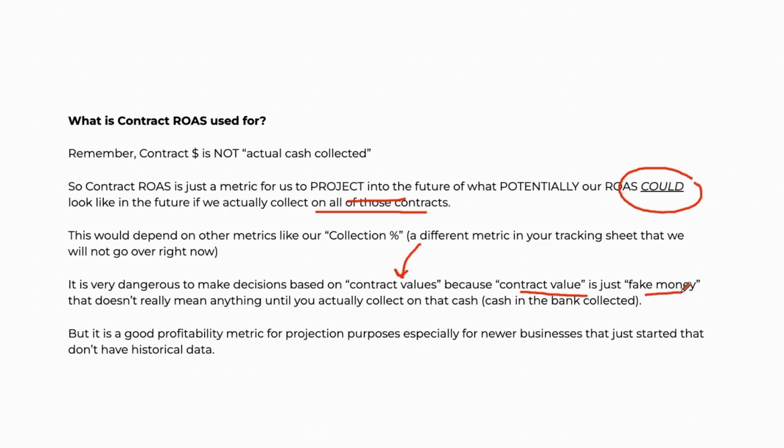We're talking about actual cash collected is what really matters. And so we use contract ROAS for that projection metric, right? It's a good profitability metric for the purposes of projections, especially for newer businesses that just started that don't have a lot of historical data.